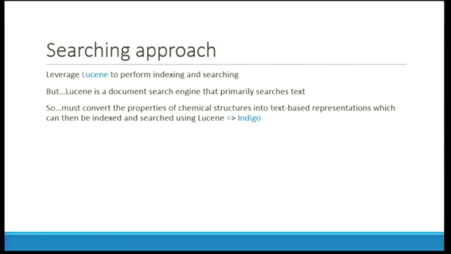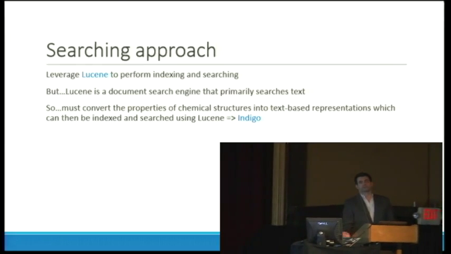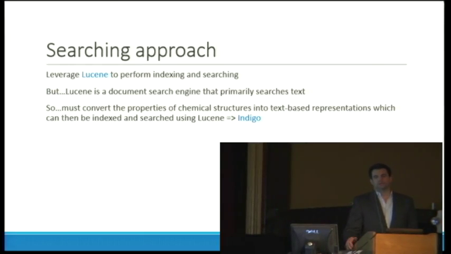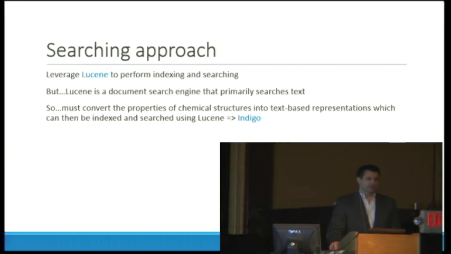So the question is, how are we actually going to search for chemical structures? What approach are we going to use? We're obviously going to use Lucene to perform the actual indexing and searching, and that's fine, but Lucene is a document search engine, and what it primarily searches is text. So the problem we have to solve here is we have to find a way to convert chemical structures into a text-based representation that we can search within Lucene. And that's where Indigo comes in.